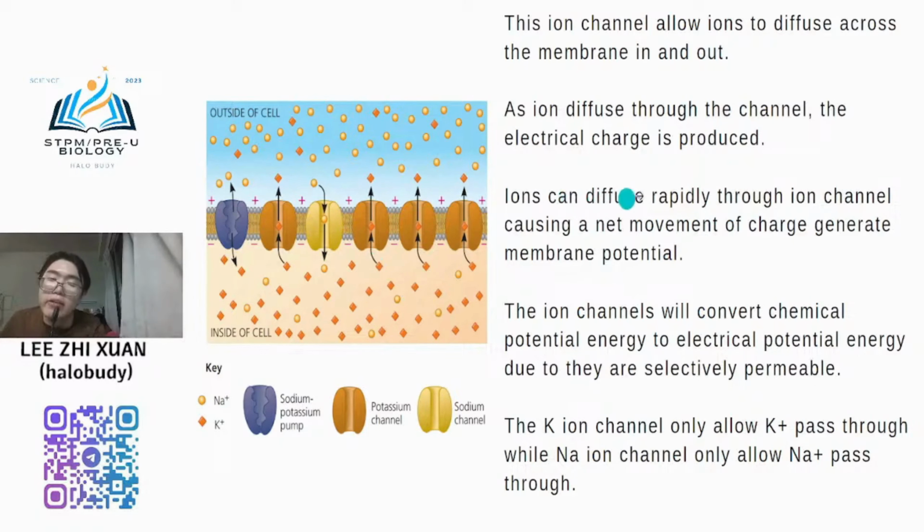So normally ions can flow rapidly through ion channels, causing a net movement of charge that generates membrane potential. So normally ion channels convert chemical energy to electrical energy because they are selectively permeable.